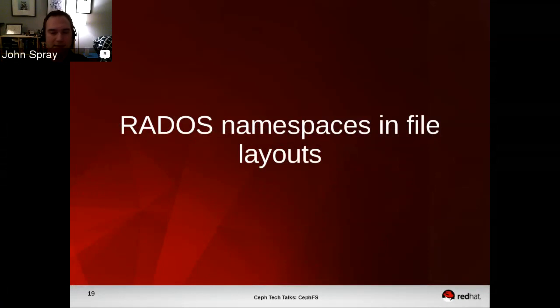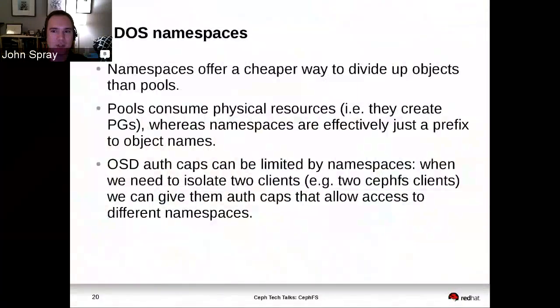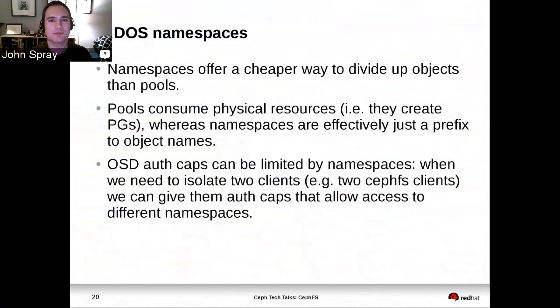Next up, on a similar theme, I want to talk about improvements to file layouts, so that in addition to having a file or directory layout that points files to a particular pool, we're going to be able to point files into a particular Rados namespace. So you may not be familiar with Rados namespaces. They are a cheaper way than pools to subdivide your cluster. Pools involve creating PGs, and PGs consume CPU and RAM. And when all we want is a logical separation between one set of objects and another set of objects, we would like a lighter way of doing that.